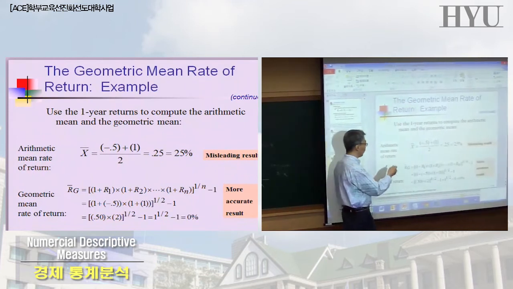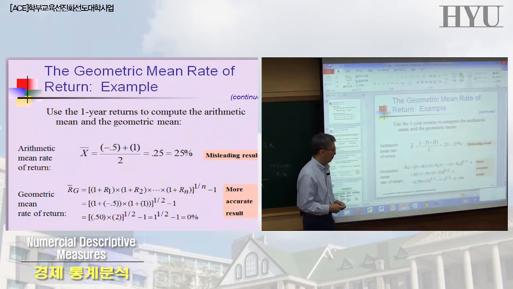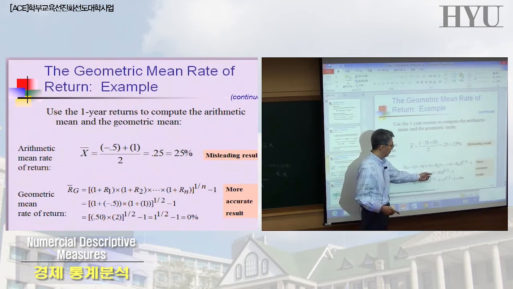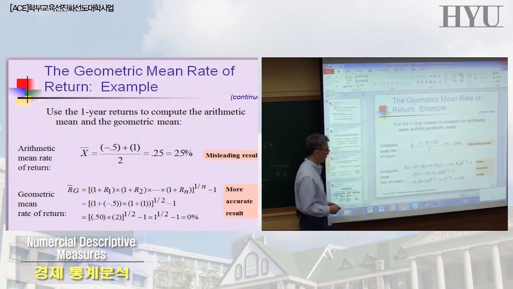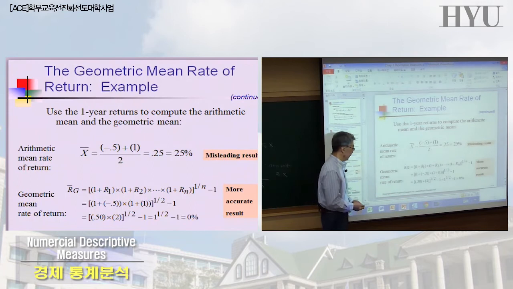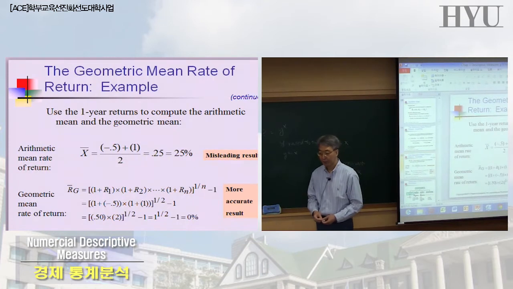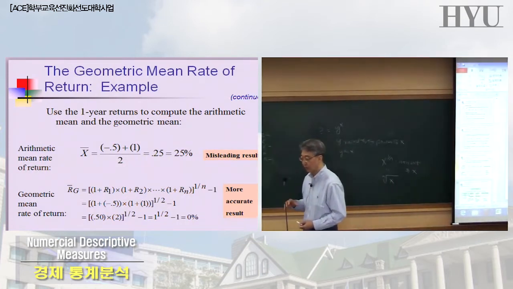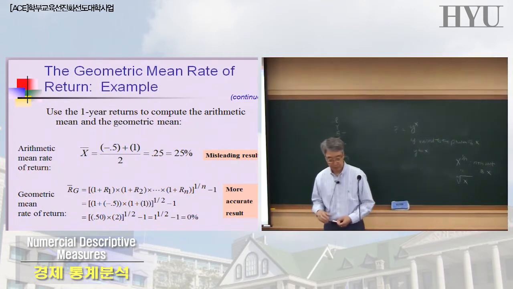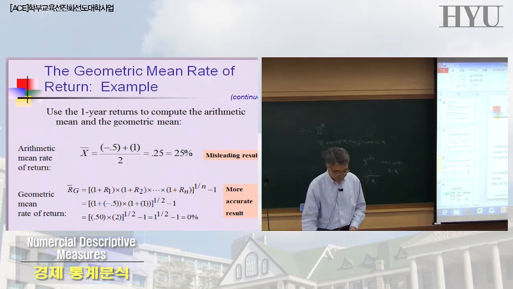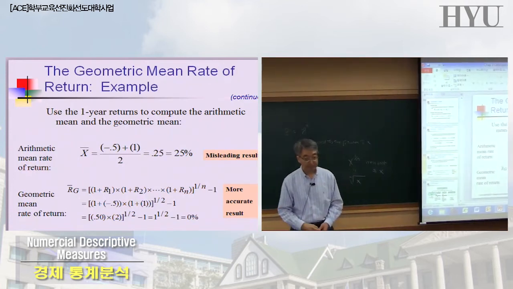So this is a misleading result if you use the arithmetic mean. But if you use the geometric mean of return with this formula, 1 plus negative 0.5, times 1 plus 1, and take the square root, minus 1, you come up with 0%, which is exactly true. You started with 100,000 and ended up with 100,000. So the average growth rate was 0 over those 2 years. Any question about the geometric mean?